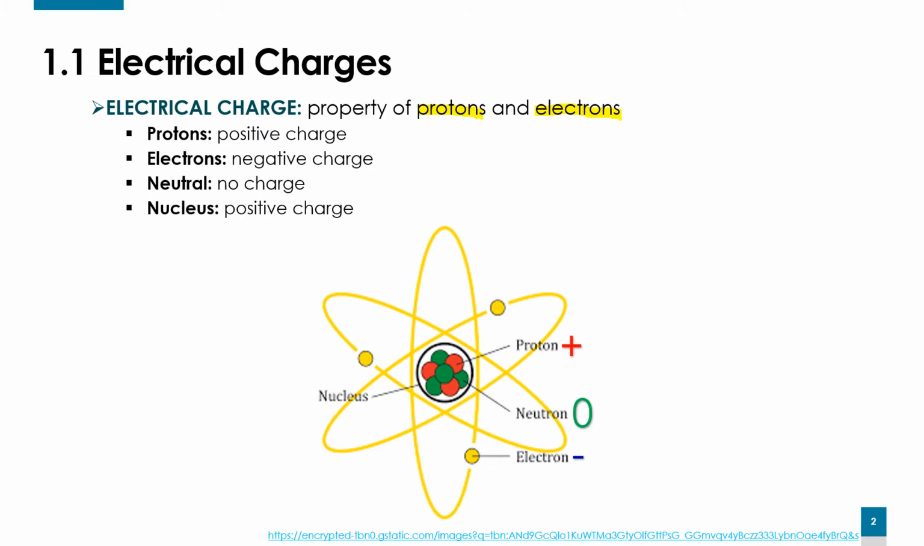And what's the charge of the nucleus? So the nucleus is positive. Why is the nucleus positive? Because what do I have in the nucleus? Protons and neutrons. Because neutrons don't have any charge at all, the only charge that influences the charge of the nucleus is the protons. That's why I say the nucleus has positive charge, okay? Because it has protons that are positive.